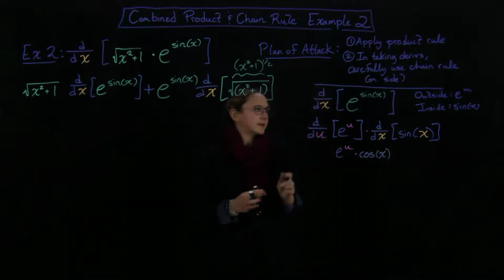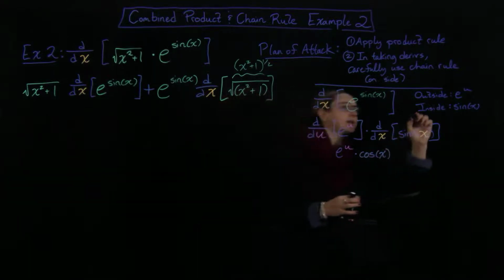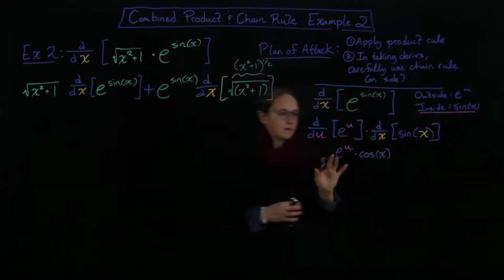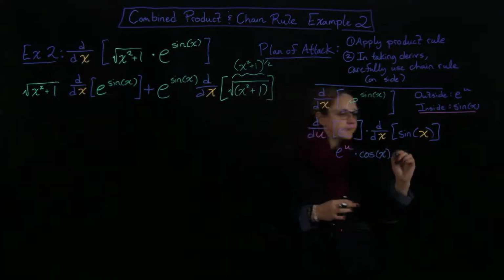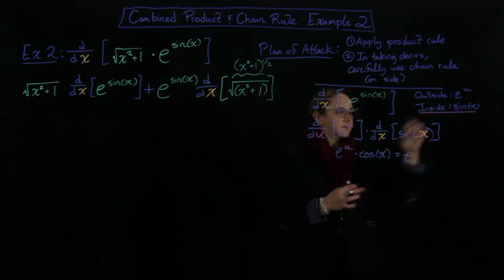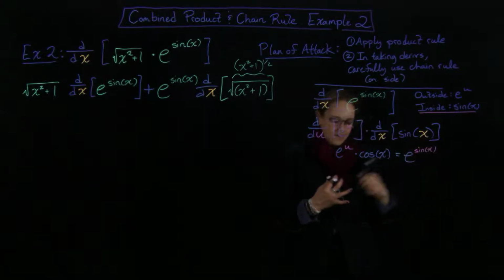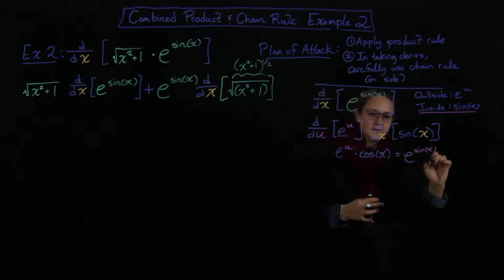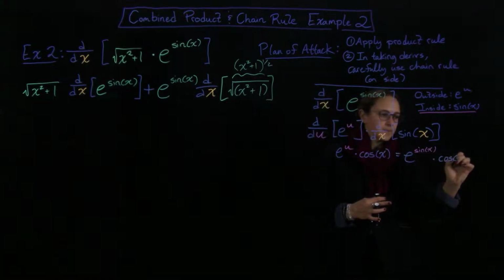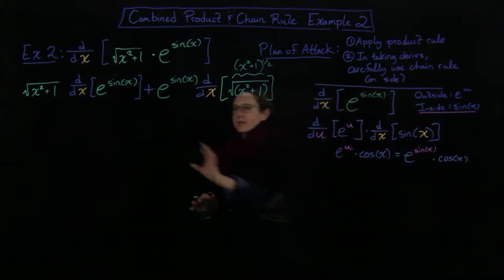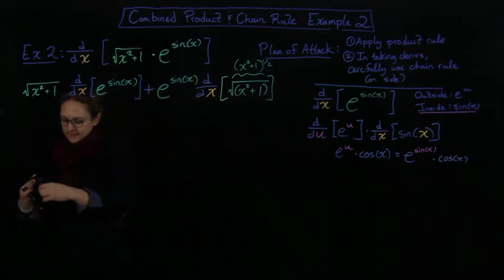Okay, but we have to handle this u. This u is actually this part right here. So this is just going to equal e to the sine of x, times my cosine of x. Okay, so I took this derivative, so that's the first thing I'm going to put in over here.